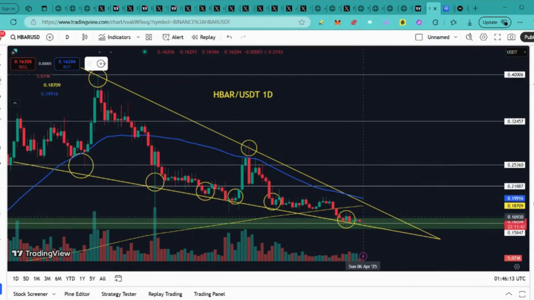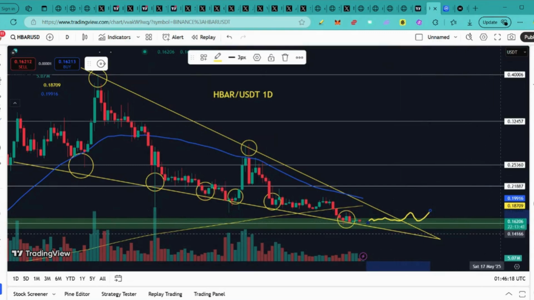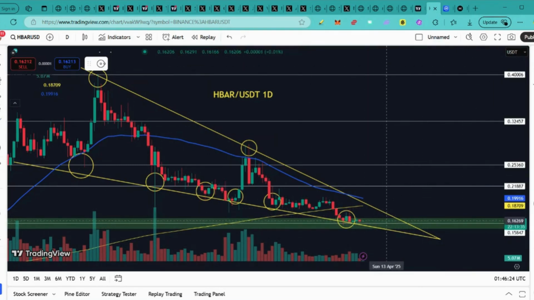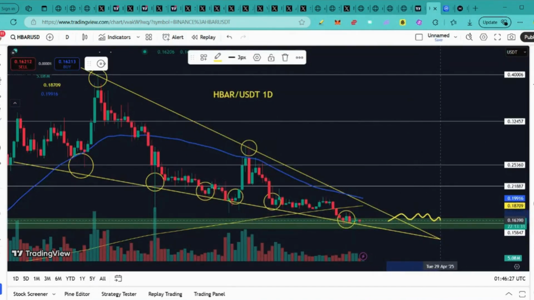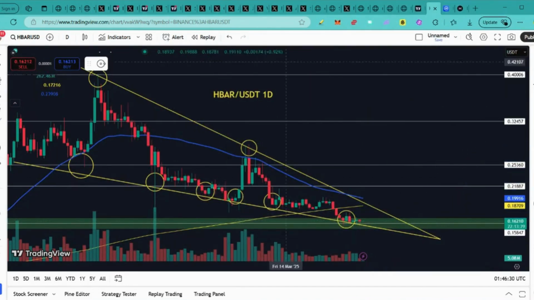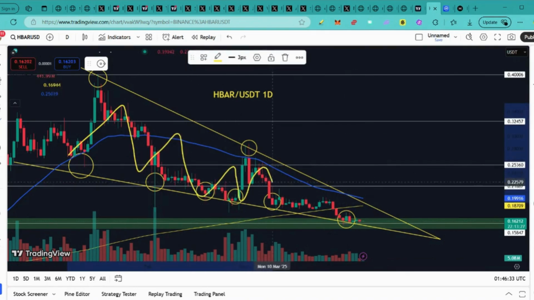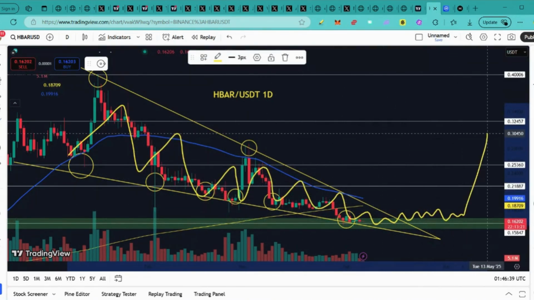So again, what I want to see is HBAR staying strong above this horizontal support that I have here on the chart that's located at 15 cents. And then we want to see a breakout. We might see some kind of sideways move before HBAR starts pumping again, but that's totally fine. After a downtrend like that, seeing some kind of consolidation is pretty bullish, okay, before the next leg up.